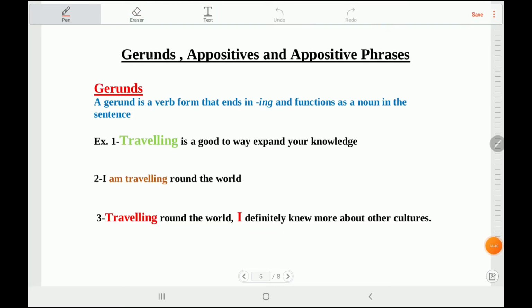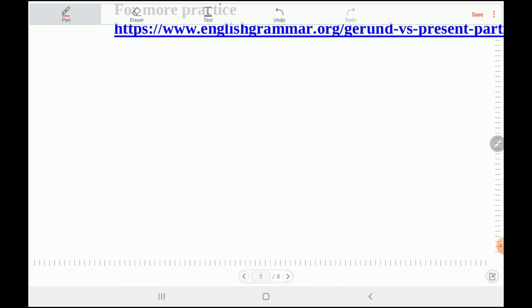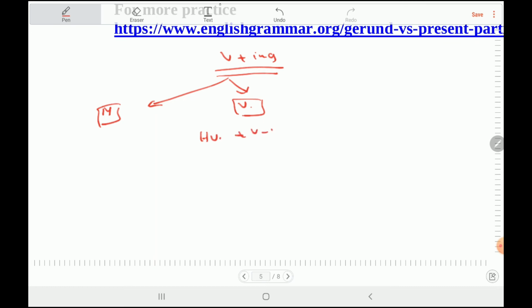Okay, gerunds and appositive phrases. Let me take you back to the ing for a moment, quickly. Remember the ing, when we said verb plus ing? We said number 1, it can be a modifier. Number 2, it can be a verb. When can it be a verb? If there is a helping verb before it: helping verb plus verb ing. It says he is eating. So this is a verb. But if it's a modifier, just eating, the boy eating. The boy eating is Alex.